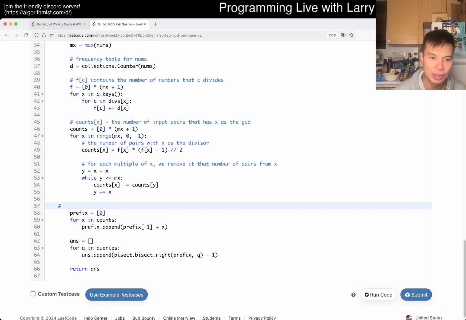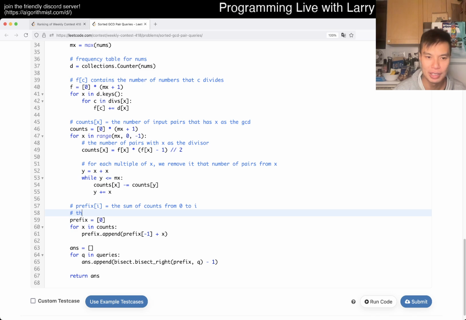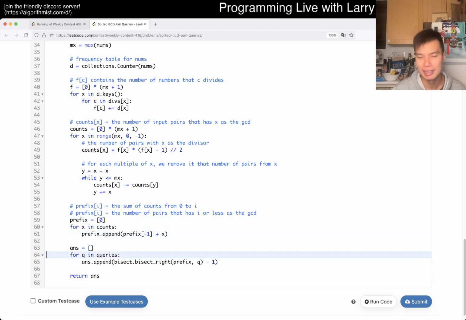But after you remove that, prefix sub I is equal to the sum of count from 0 to I, right? Which is another way of saying that prefix of I is equal to the number of pairs that have I or fewer as the GCD. So that's basically the prefix, and that leads you to be able to bisect it. So that's one way to do it.